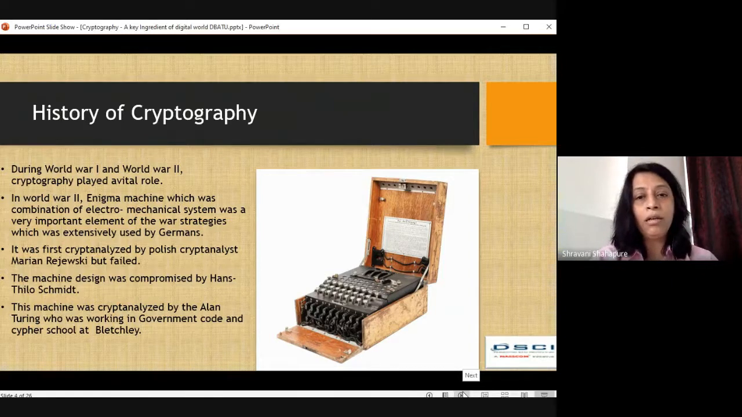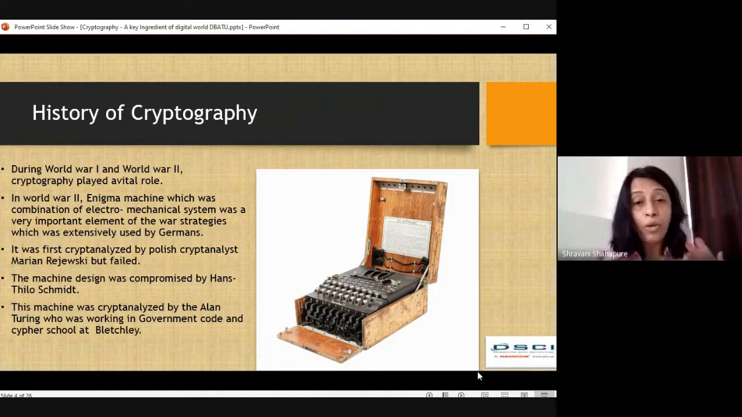We know that the Germans were doing extremely well in World War II, and they did not even have a hint that this machine's design had been compromised. It was compromised by Hans, their own army official, and handed over to the British. As we all know, Alan Turing, the greatest scientist and cryptanalyst, was very good in mathematics, and he was brought to the Government Code and Cipher School in Bletchley, and he started cryptanalyzing this machine.